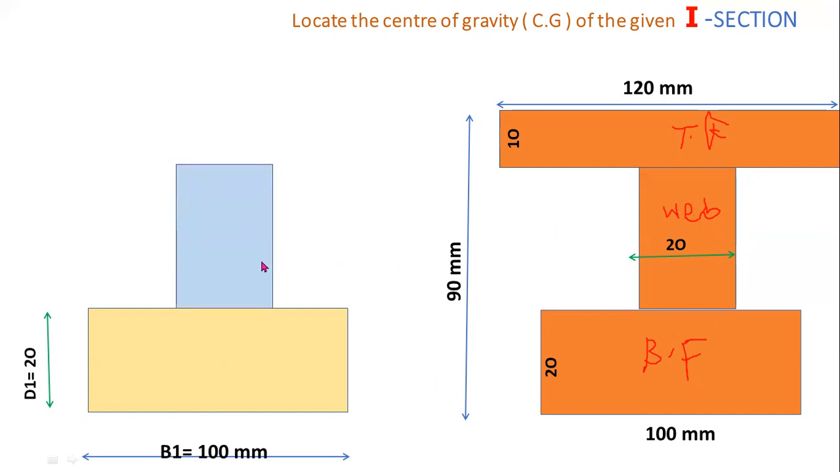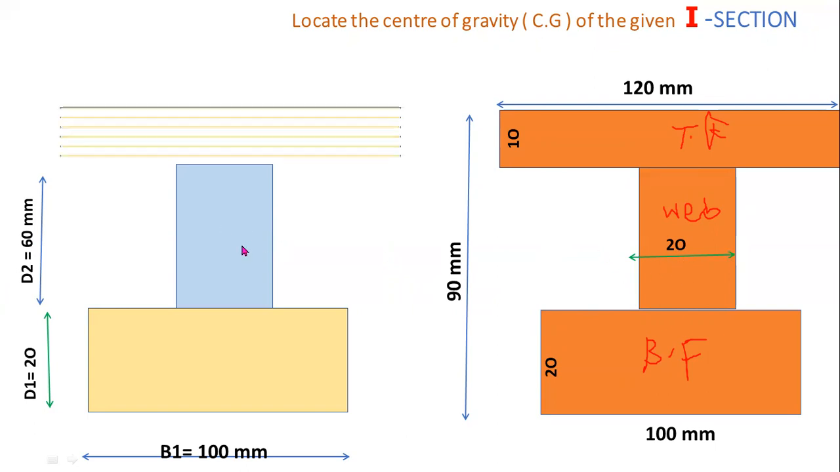Now this is the web. I consider this web as section 2. Now this is the depth D2 equal to 60 mm: 90 minus 20 minus 10, that is 90 minus 30 equal to 60 mm. That is the depth of the web, and the base of the web B2 equal to 20 mm. From here to here, base B2 equal to 20 mm.